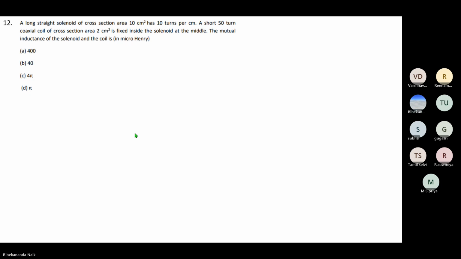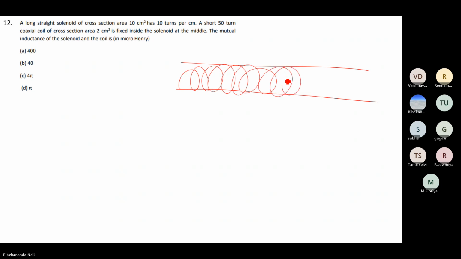So now there is a solenoid. So there is a long straight solenoid. Now suppose this is a long straight solenoid. It has some number of turns like that. And the area of cross section is 10 centimeter square and the number of turns per centimeter is 10. So there is 10 turns per centimeter.